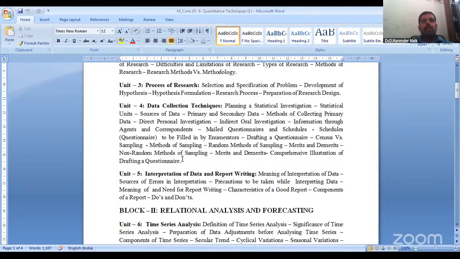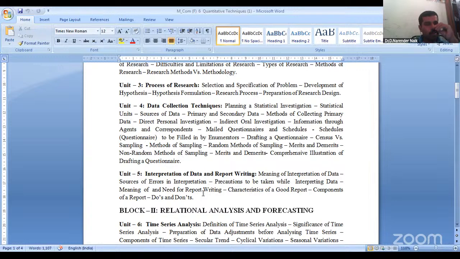The next one is unit number 5, interpretation of data and report writing. After data collection is completed, we go for interpretation of data and report writing. Interpreting all the raw data that we collected. Then based on the data, we go for writing a small report.